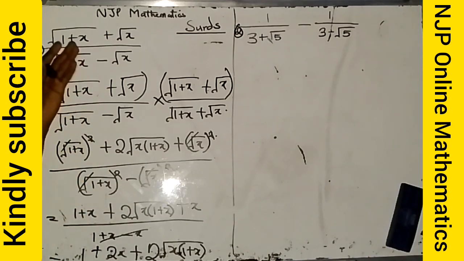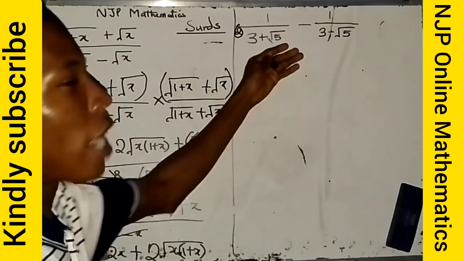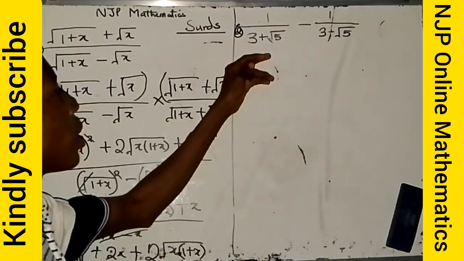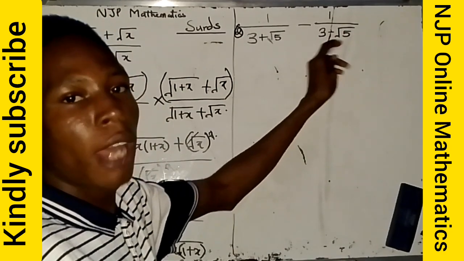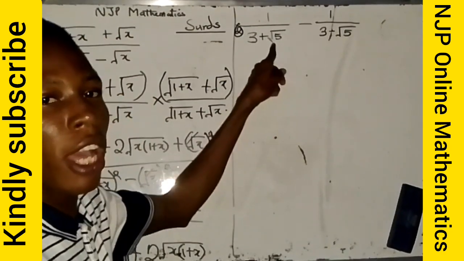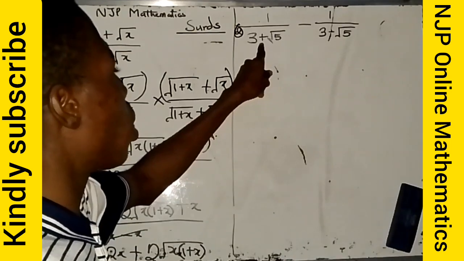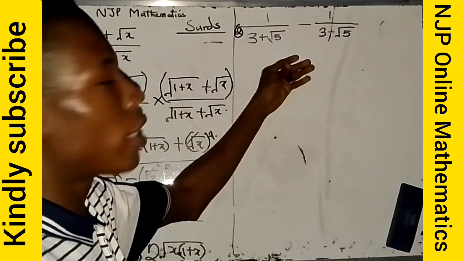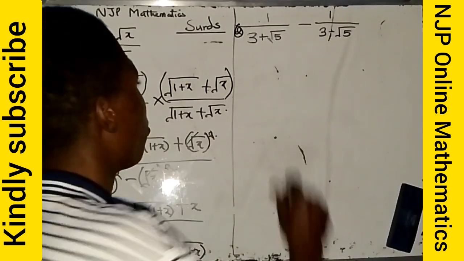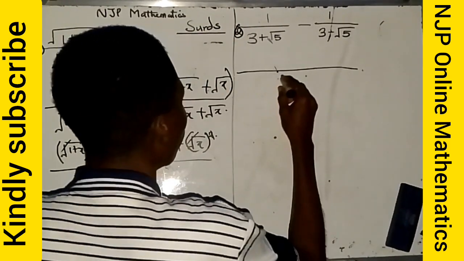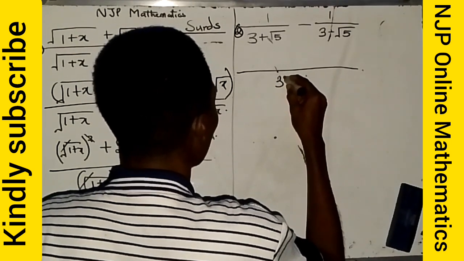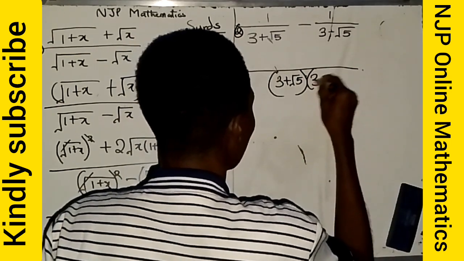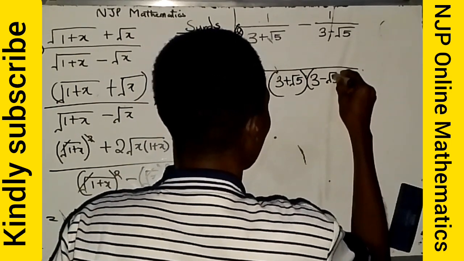Here we were using variables such as x. So now let's try using the values which are given to us. We can see that 3 is the same 3 that is here, and we still have root 5, and we have root 5 here, but the difference is just the sign in between the both of them. So we can take the LCM of this fraction we see here, and this now becomes 3 plus root 5 and 3 minus root 5.